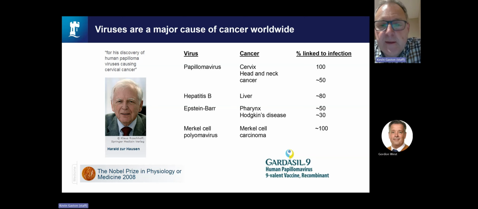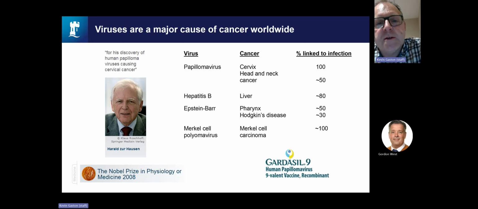Now, in the case of cervical cancer, we know that this virus causes about 100% of all cases of cervical cancer. But in other cancer types, it's harder to work out what's going on, because in head and neck cancer, about half of cases are caused by papillomaviruses, and the other half are caused by other things, such as cigarette smoke and the chemicals found within it. So sometimes it's easy to link a virus to cancer, and sometimes it's a bit more difficult because of this sort of complication.